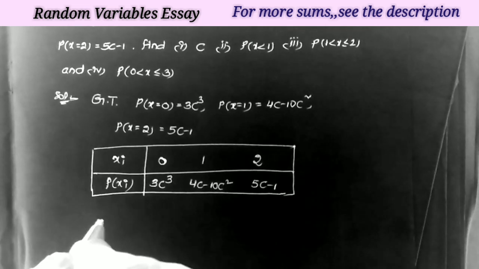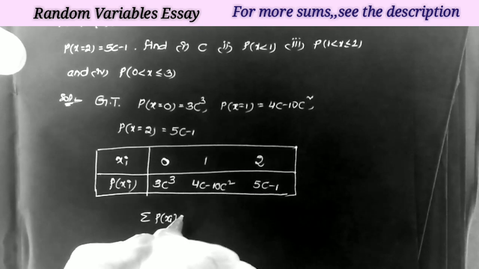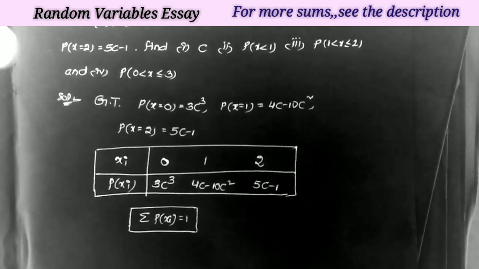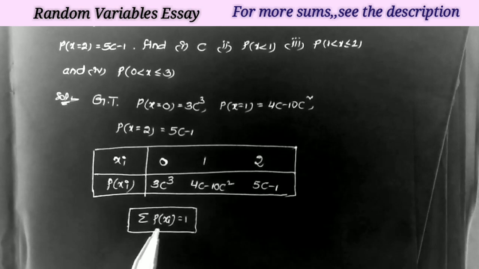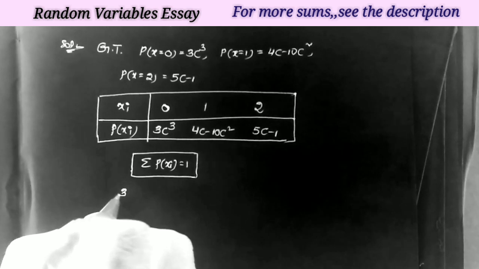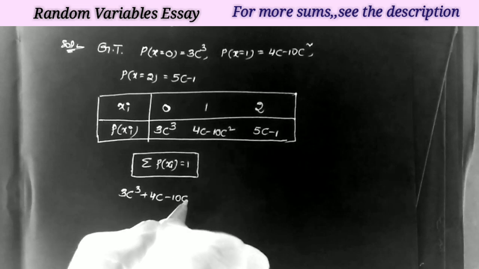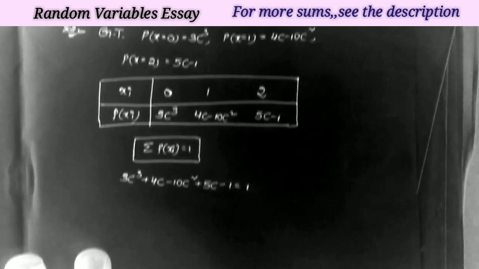So to find the c value we take the formula sum of all probabilities is equals to 1. Sigma p of xi is equals to 1. Very important formula. When we want to find the c value or k value, then we use the formula summation p of xi is equal to 1. Means this is sum of all probabilities is equals to 1. What are the probabilities here? The first value is equal to 3c cube. And the second value is equal to 4c minus 10c square. And third value is 5c minus 1. Is equals to 1.